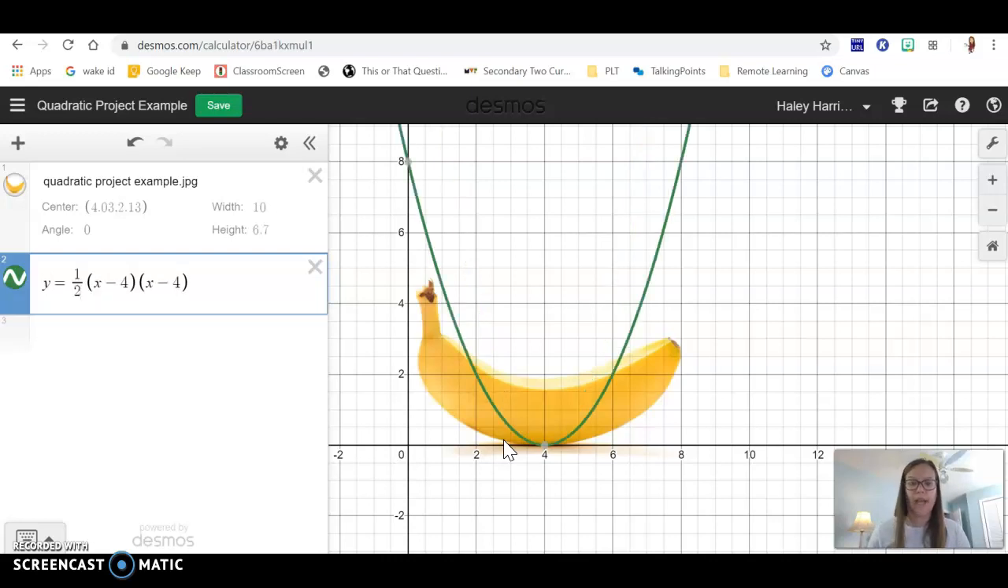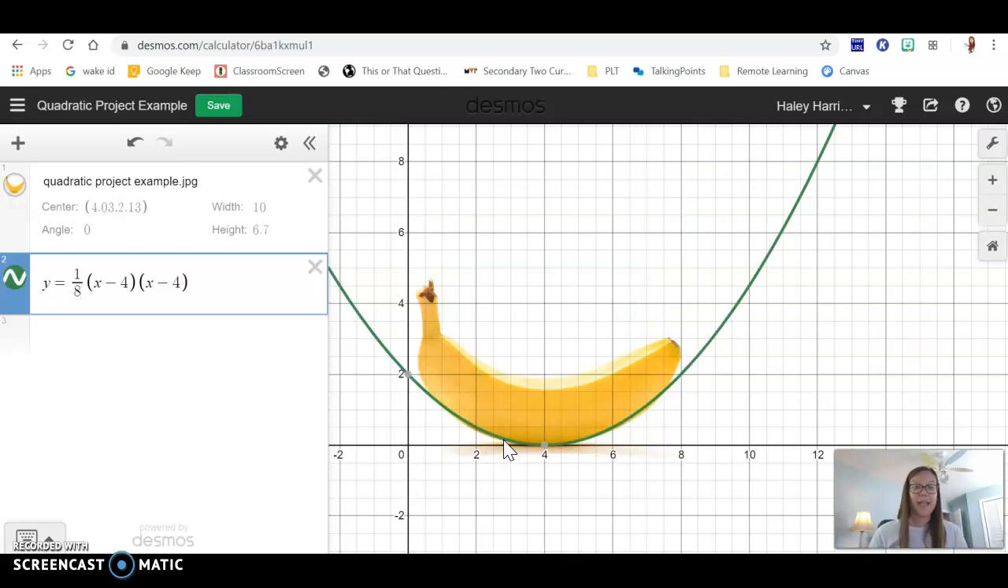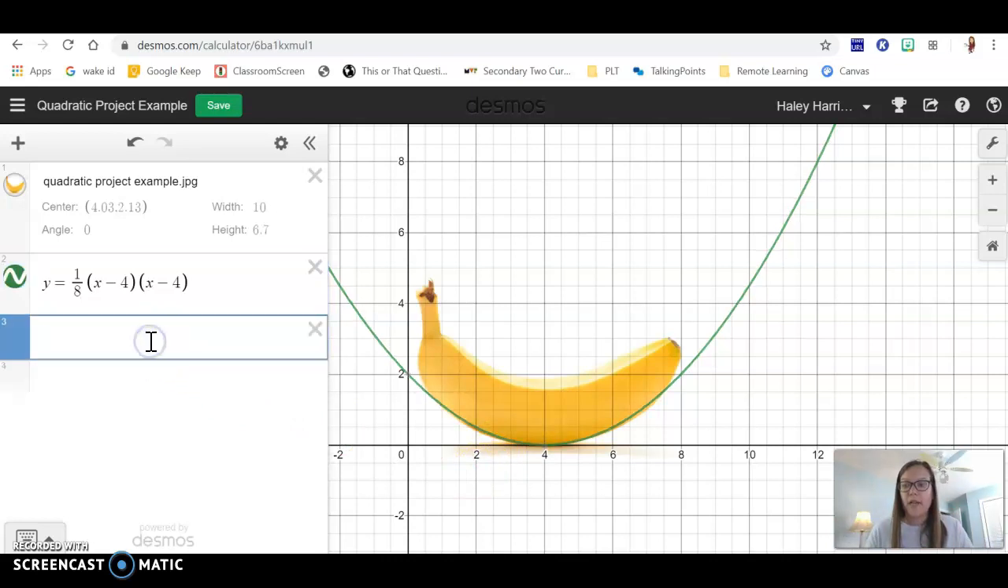What about the number 1/2? That's not quite wide enough. So let's go even smaller. How about 1/4? I'm getting a little bit closer. How about 1/8? That almost fits my parabola perfectly. We did that just by guessing. What makes our parabola wider and skinnier? So now I have 1/8 times x minus 4 times x minus 4.